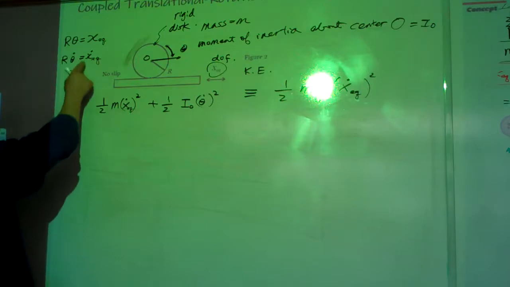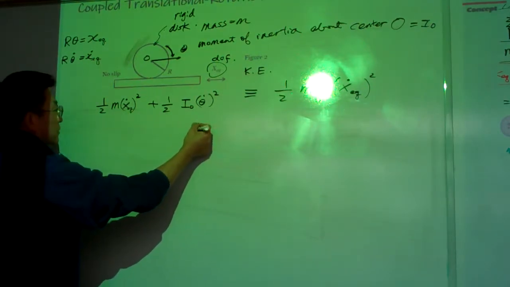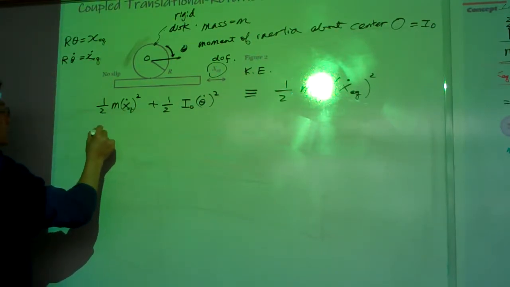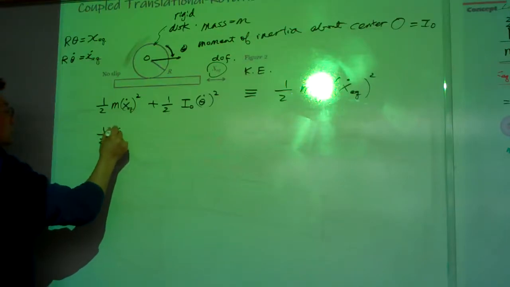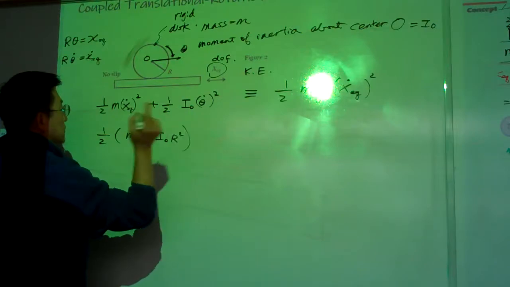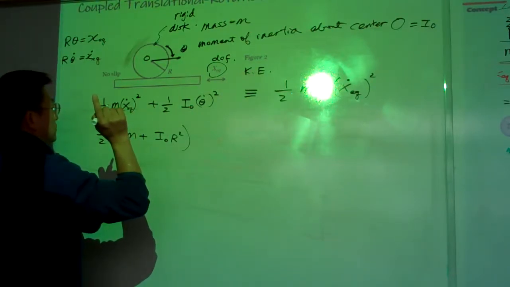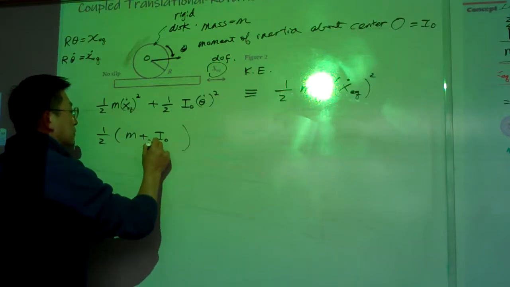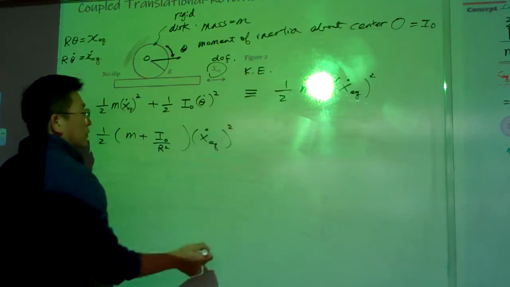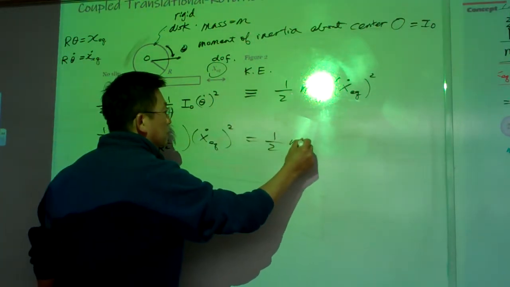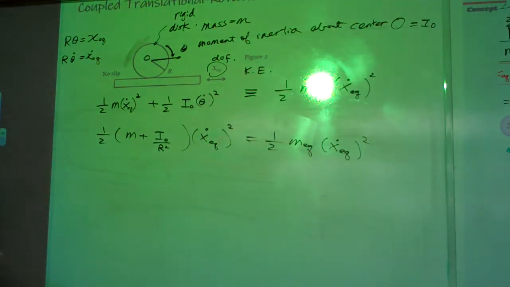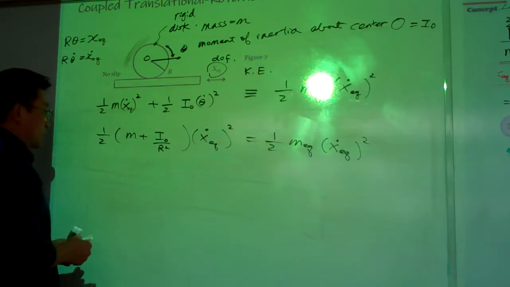From here, you plug in this relation, so theta dot equals that one. Therefore, this term is equal to IO over r squared times xeq dot squared. So therefore, the equivalent mass is simply equal to this term.